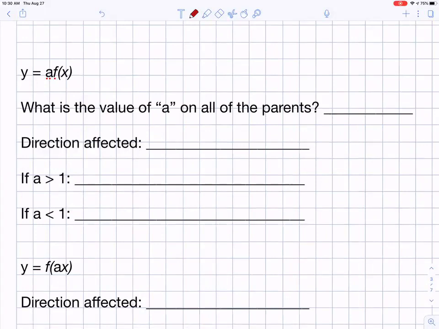So you might need to go back, or at least in your mind, go back and think of all the equations for all the parents in your library, all 6 of them. What's the A value? 1, right? 1 x squared. 1 times the square root of x. 1 times x cubed. Okay? In this case, my A value is 1. You already told me what direction is affected since my A is on the outside. The vertical change.